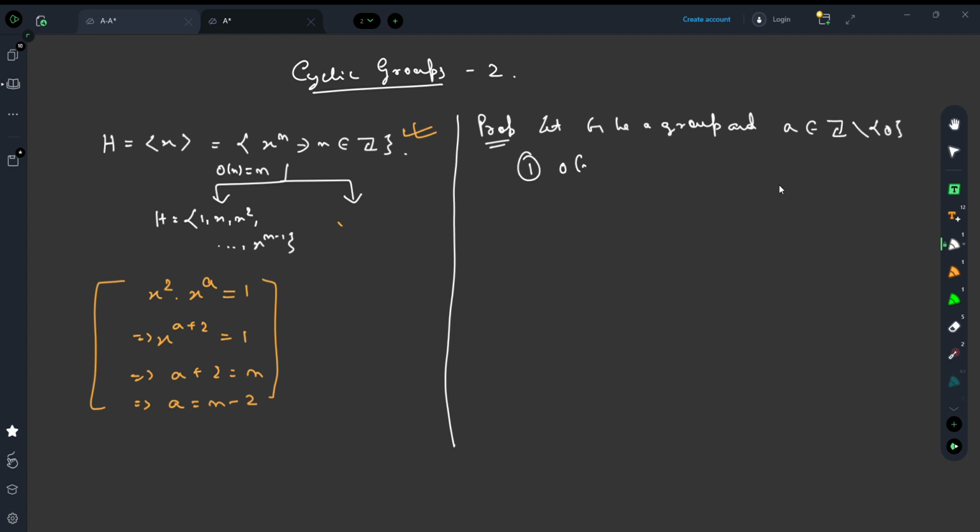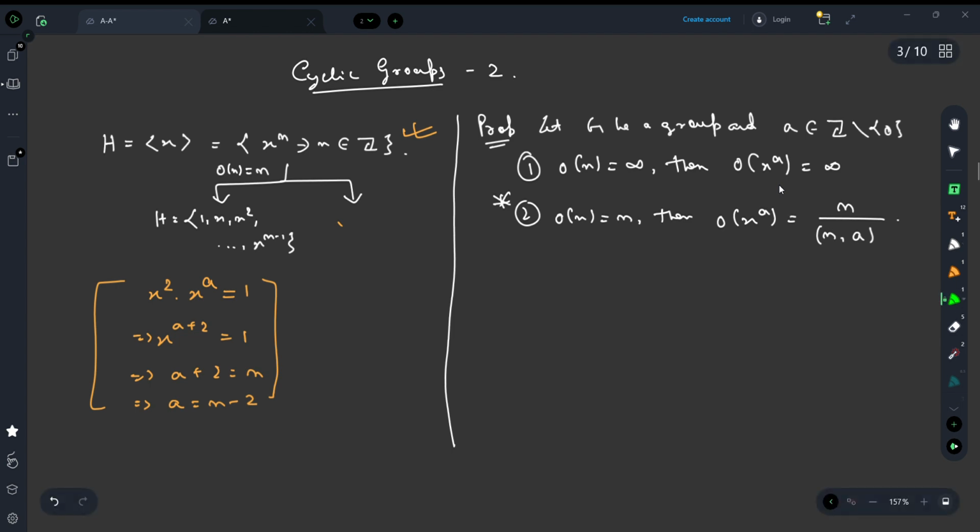Then number one is that if the order of x is infinite, then so is the order of x to the power a. Number two is the important one, so let me just give a star here. If the order of x is n, then the order of x to the power a is n upon the GCD of n and a. Okay. So these are the two things which we want to prove now, and the later things which we want to discuss will follow from here only. Okay, so let's prove this.